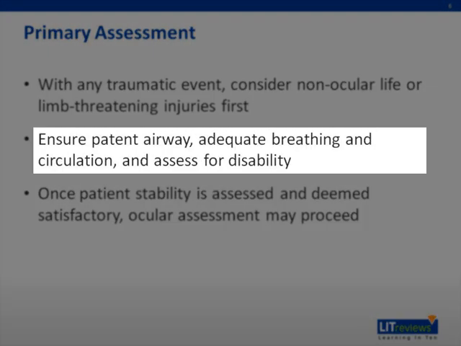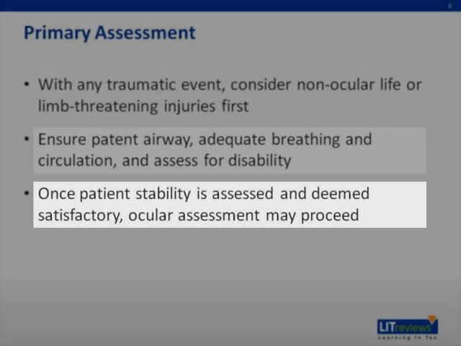When assessing anybody in a trauma scenario, even if it looks relatively benign or relatively isolated to the eye, the first thing you really want to consider is any life or limb-threatening injuries. You really want to go through your standard ABCs, check the airway, make sure they're breathing well, and look at their circulation, assess for any limb disability, any neurologic deficits. Once the patient's stability is assessed and everything looks satisfactory from that standpoint, you may go ahead and proceed with a complete eye evaluation.